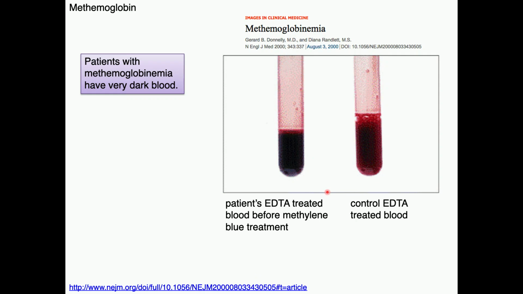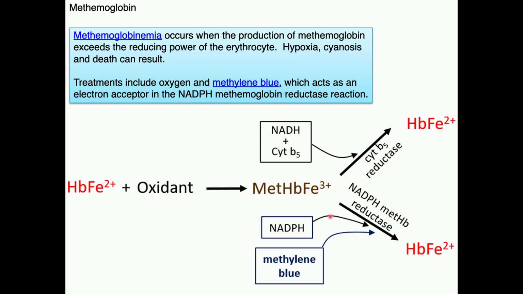Okay, so people with methemoglobinemia, if you examine their blood grossly, it's going to look a lot darker than normal blood. And if you have somebody with methemoglobinemia, you can restore the hemoglobin with the ferrous iron, the +2 iron, with a compound called methylene blue. And methylene blue is using NADPH as another way to reduce the ferric iron in methemoglobin to the ferrous iron in normal hemoglobin.